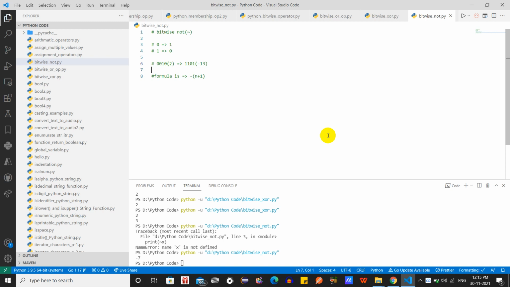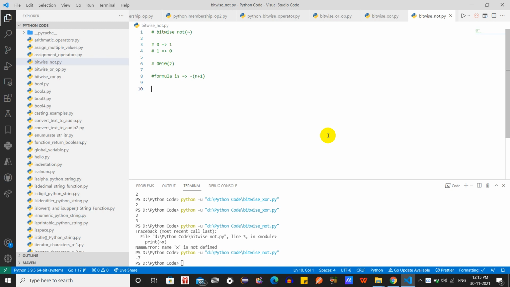If you go for this formula, it's better for your understanding. You do not need to follow this rule, but you have to understand that the bits will change, meaning 0 to 1, 1 to 0. That's why it returns this way. So the formula is minus of (n plus 1). With this formula you will get the right result.